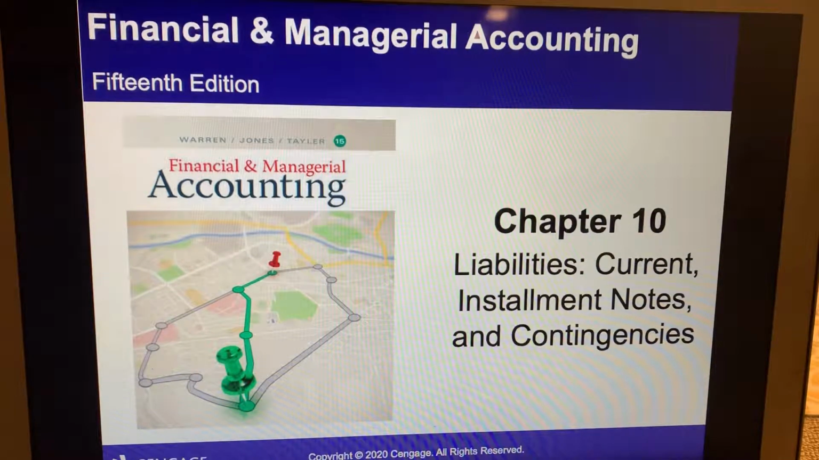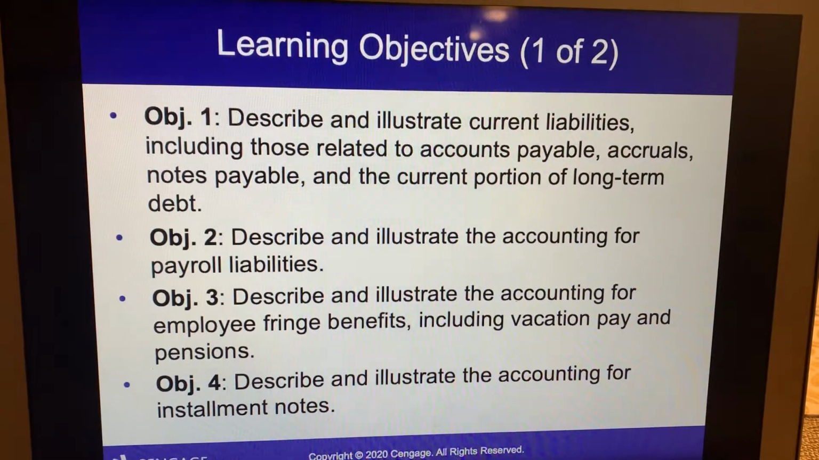Hello class, this is chapter 10 for Accounting 200. We're looking at liabilities, current installment notes, and contingencies. So this is a nice chapter to look at. So here we go. These are the learning objectives.